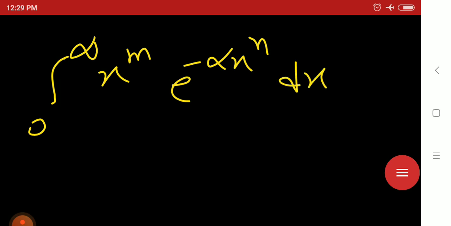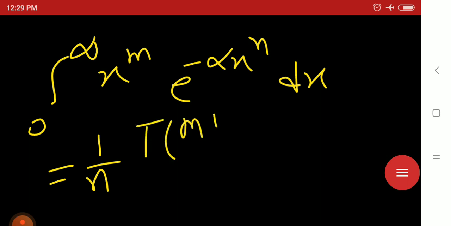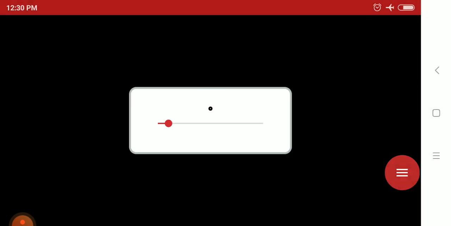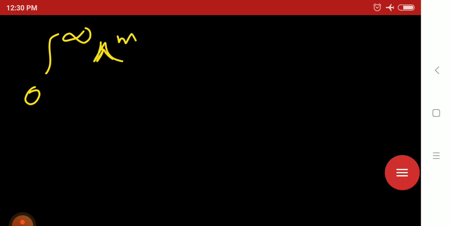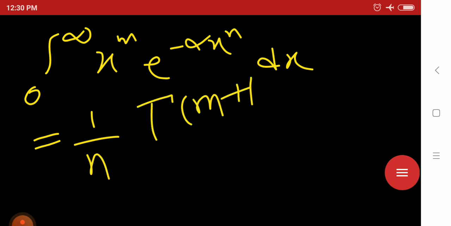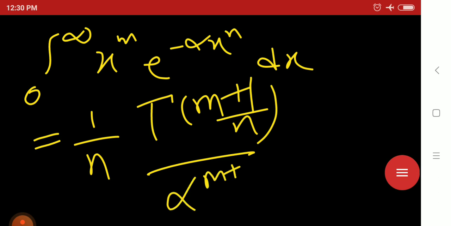If such a thing is given, integration 0 to infinity x to the power m into exponential of minus alpha x to the power n, then the result is 1 by n gamma function (m plus 1) divided by n, divided by alpha to the power (m plus 1) by n. This is the property. So I'm writing the result properly. Integration 0 to infinity x to the power m e to the power minus alpha x to the power n dx will give us 1 by n gamma (m plus 1) by n divided by alpha to the power (m plus 1) by n.